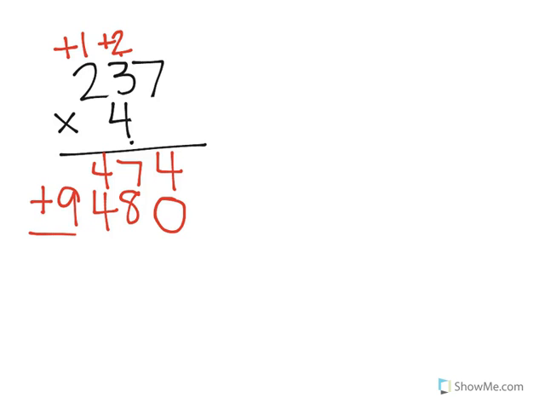I have no more numbers, so I'm going to add these up. 4 plus 0 is 4. 8 plus 7 is 15. Carry my 1. 4 plus 4 is 8, plus 1 is 9. Bring my 9 down. 9,954.